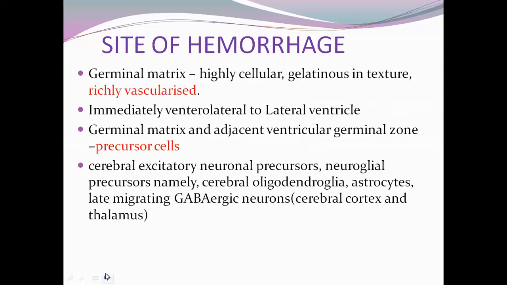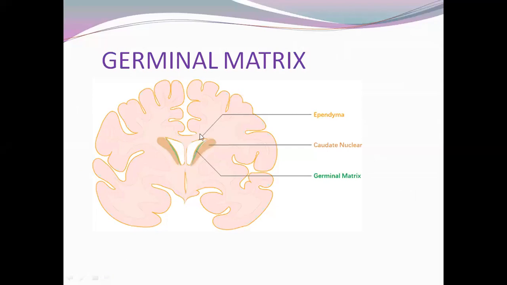And the site of hemorrhage, as we all know, is the germinal matrix, which is a highly cellular, gelatinous texture and richly vascularized area, located immediately ventrolateral to the lateral ventricle. The main thing is that this area contains precursor cells, both for the cerebral excitatory neurons and the neuroglial precursors, including the cerebral oligodendroglia, astrocytes, and the late migrating GABAergic neurons. As you can see here, this is a lateral ventricle lined by ependymal layer, and this is the caudate nucleus. And subependymal, you can see the germinal matrix. This area is richly vascularized and has the neuronal precursors.